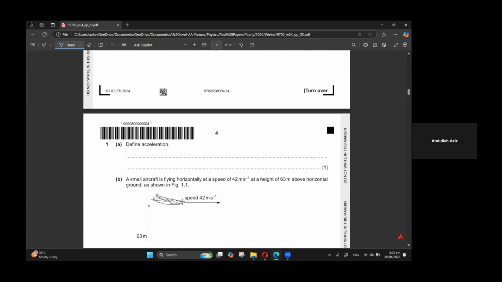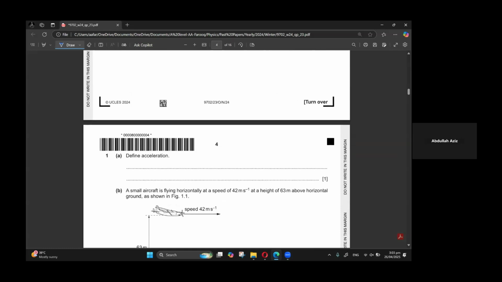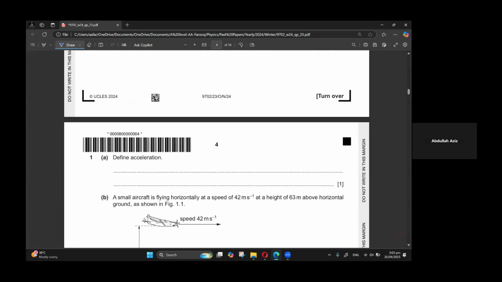Define acceleration. Basically, acceleration, its full-marks definition, is the rate of change of velocity.